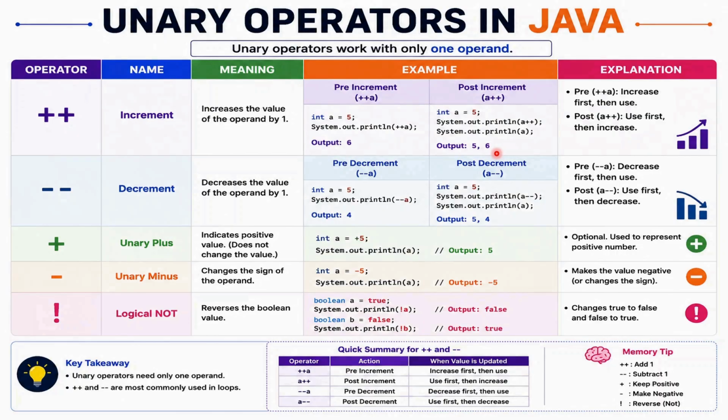So similar to increment operator, we have decrement operator. It also works same as increment operator. So the meaning is it decreases the value of operand by 1. So in pre-decrement, it decreases first and then uses it. In post-decrement, it will first use the value and then decrease the value. In example, we have integer a is equal to 5. System.out.println minus minus a. So it will first decrement the value. So 5 minus 1, the output will be 4. And in post-decrement, it will first use the value and then decrease the value. So integer a equals to 5, system.out.println a post decrement, the output will be 5 and then it decreases the value. So 5 minus 1 is 4. So output will be 5 and 4.